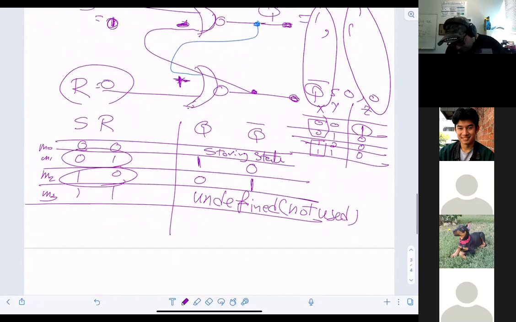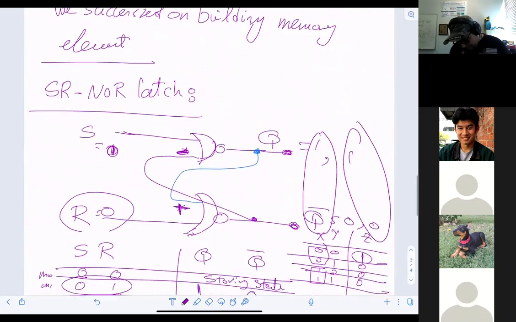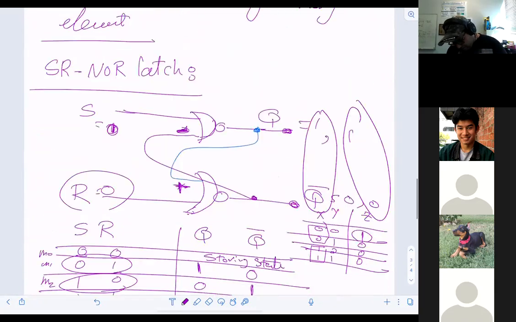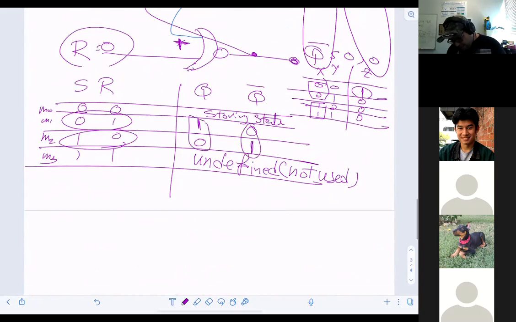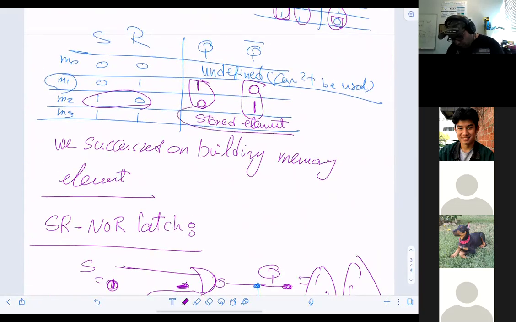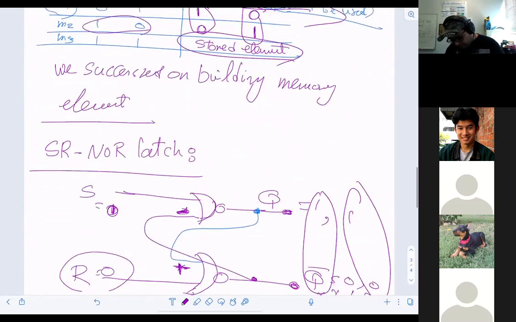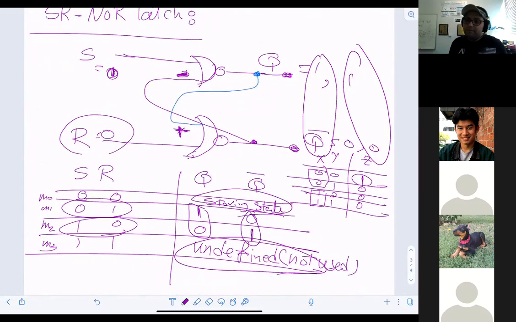So if I do a very close comparison, I will find out that S and R are the same. What flipped out? 1, 1 will be storing; 1, 1 here is undefined, 0, 0 is undefined, here we're gonna be storing. Any question?